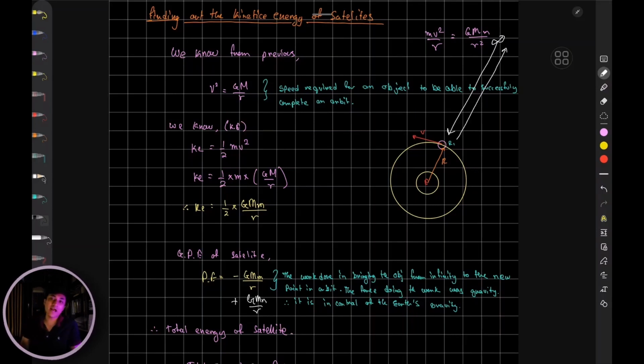How will I do that? I will, let's say, do extra work on it. I'll provide it with my energy, and provide the exact amount, GMm by r, such that it will go to infinity. And you know, at infinity, the potential energy or the field strength of Earth is going to be 0 because it is infinitely away. Therefore, at that point, no field strength, therefore no gravitational potential energy. Therefore, it is free of Earth's gravity, right? It has escaped Earth's gravity. So let's work with that idea.